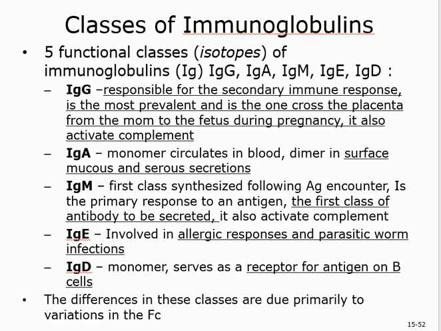How about A? Surface secretion. Surface and secretion. M? Yes, M, moment. M, moment. The first one to be secreted, and primary response. First one. So it is a primary response. E, allergy and parasites. D is just a receptor on the B cells.